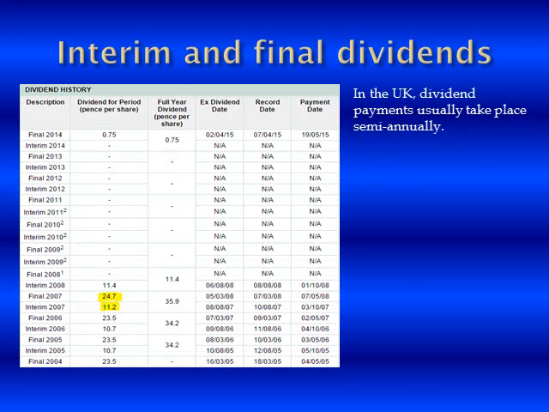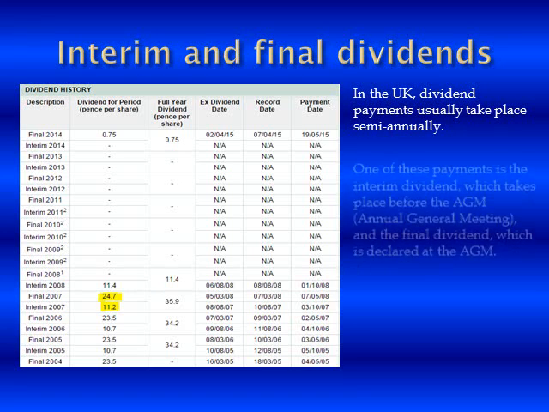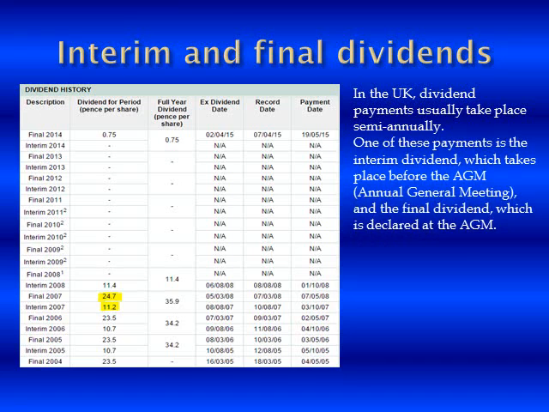In the UK, dividend payments usually take place semi-annually. One of these payments is the interim dividend, which takes place before the AGM, Annual General Meeting, and the final dividend, which is declared at the AGM.